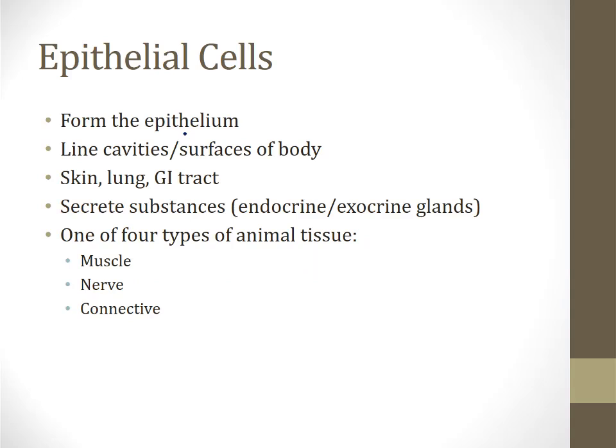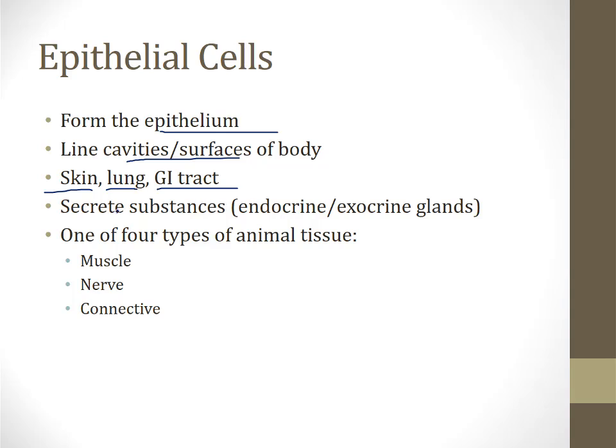Epithelial cells are cells that form the tissue layer called the epithelium. This is the layer of cells that lines cavities and surfaces throughout the body. So for example, you can find epithelial cells in the skin, you can find them in the lung lining the airways, you can find them in the GI tract lining the bowel.